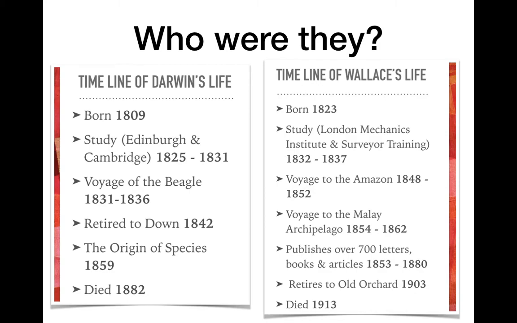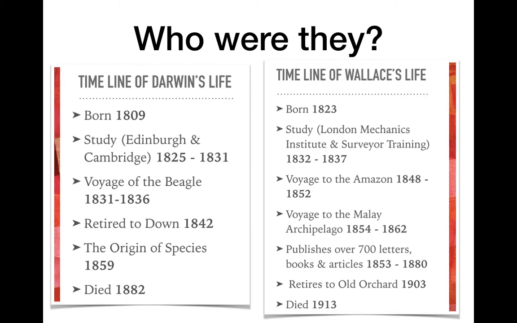Whereas Wallace is from a very different family, and he was born a little bit later, his study was not very formal. He studied at the London Mechanics Institute, but mostly just took some night classes and did some readings, trying to develop his own education and his mind the way that he could. He couldn't afford to go to university. Then he took some surveyor training and worked as a surveyor for a long time with his brother, and was able to learn about landscapes and paid really close attention to nature and to insects in particular.